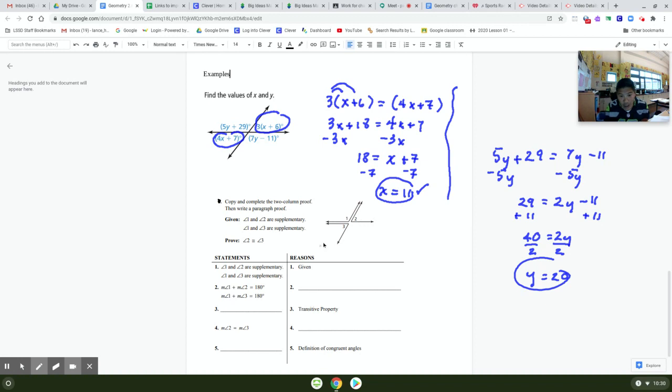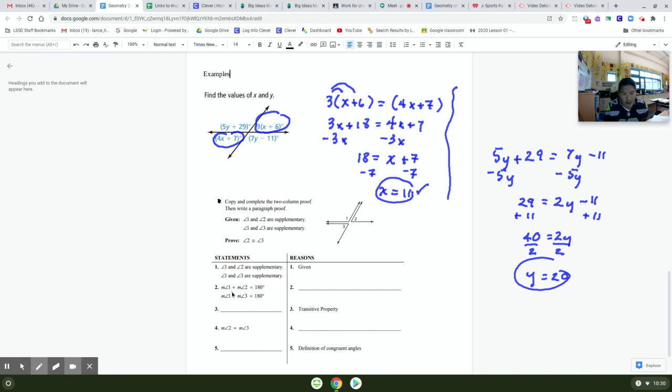And then angles 1 and 3 are supplementary. So if angle 1 is 135, then angle 3 would be 45 degrees. And then you want to prove angle 2 is congruent to angle 3. Okay. So the first statement is what's given. First reason is given. Really, the first reason should always be given.